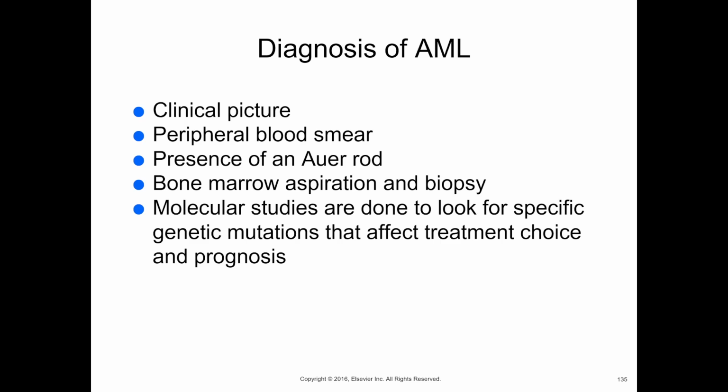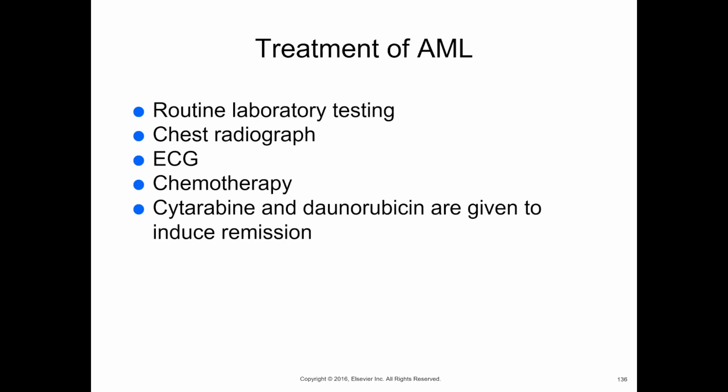The Auer rod presentation in laboratory blood smears is a very, very important finding. That's basically an abnormal lysosomal granule measurement that's visible within a leukemia cell. At least half of patients with AML have this. Treatment for it is very standard.